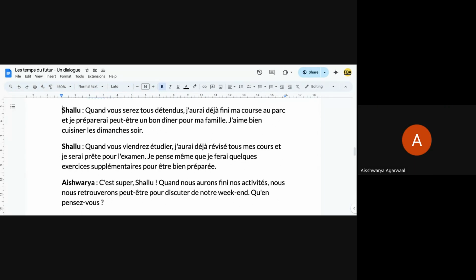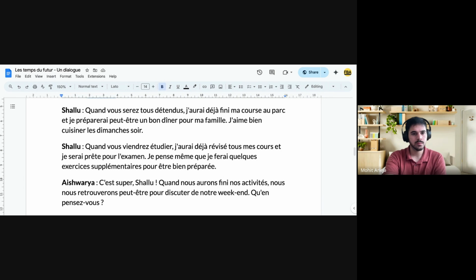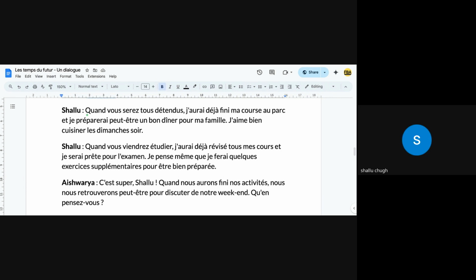Oui. Quand vous serez tout détendu, j'aurai déjà fini ma course au parc et je préparerai peut-être un bon dîner pour ma famille. J'aime bien cuisiner les dimanches soirs. Quand vous viendrez étudier, j'aurai déjà révisé tous mes cours et je serai prête pour l'examen. Je pense même que je ferai quelques exercices supplémentaires pour être bien préparé.